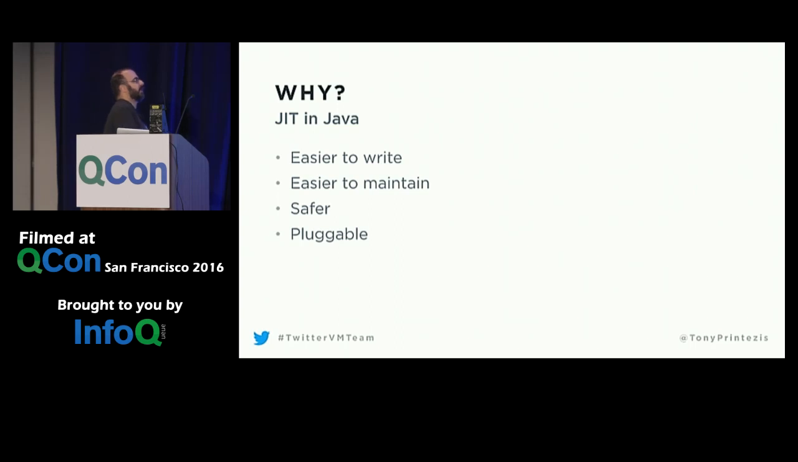So why would you want to write a JIT in Java? Well, it's easier to write and maintain, right? I assume, like most people here will assume, that writing Java is easier to write and maintain than C++. It is safer. Compilers have bugs, right? If C2 crashes, it takes down the VM. In this case, if the compiler has a bug, it will throw an exception, and it will be caught, and that compilation will be abandoned, but the VM stays, and then you can just call it again, right? And it is pluggable.